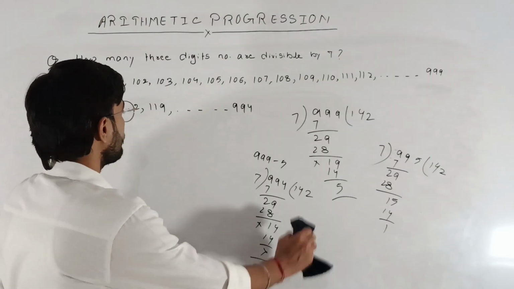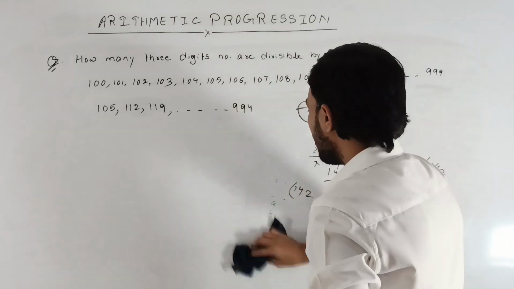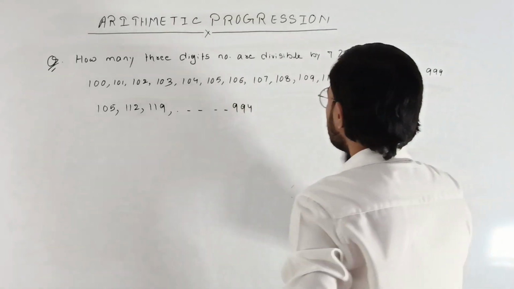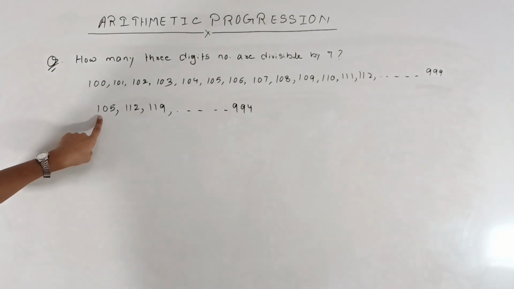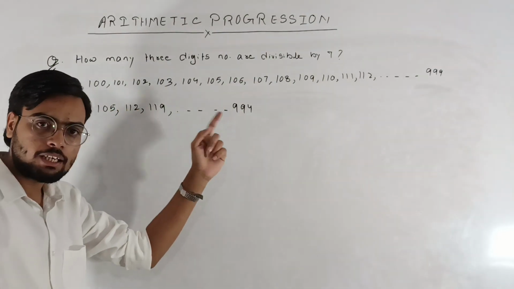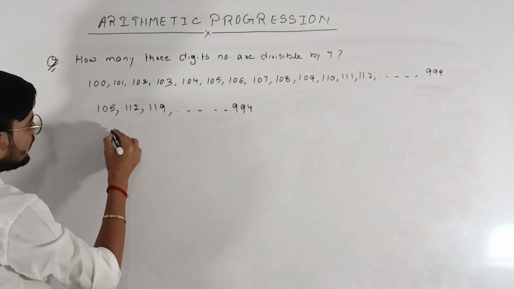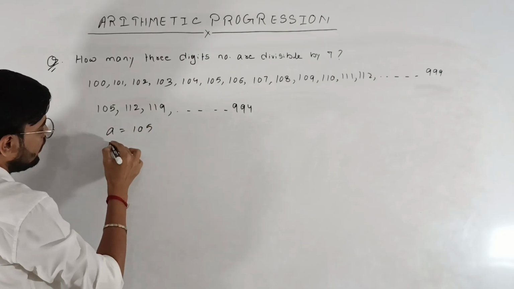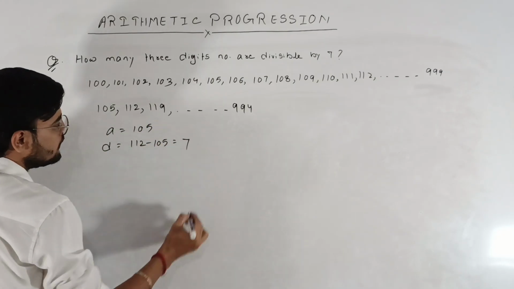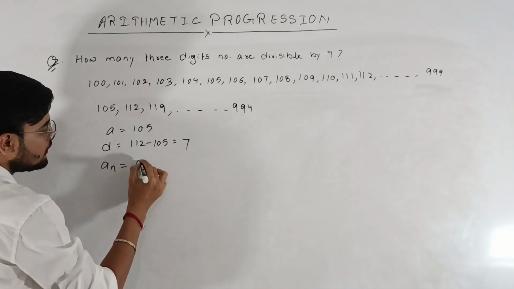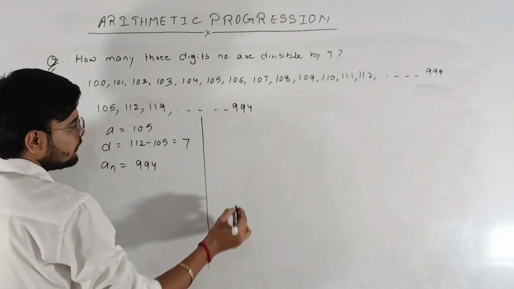Now look, this is in AP: 105, 112, 119, and so on up to 994 are in AP. Now we have to find how many numbers are divisible by 7. This is an AP where the first term is 105 and the last term is 994, which means this is our nth term, an. So of this AP, a is 105. Now d, the common difference, is 7, that is 112 minus 105. And the nth term is 994. Now find n.